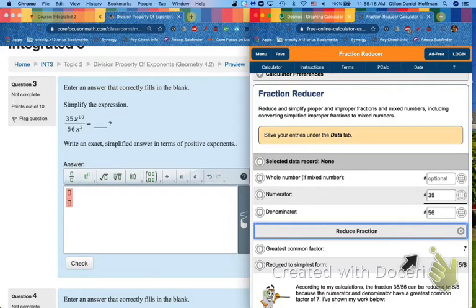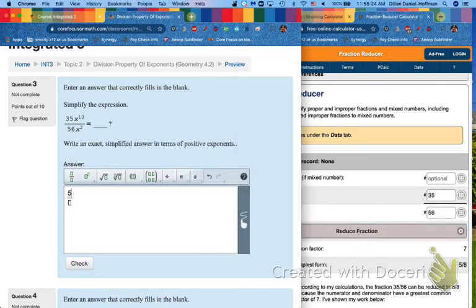It tells me greatest common factor. That's kind of fun. But reduce to simplest form is 5/8. Now maybe you don't need this. Maybe you can do reducing fractions in your head or manually on paper. You could realize that these each share a 7. So 35 divided by 7 is 5. 56 divided by 7 is 8. That's why it tells us the greatest common factor was 7. However you reduce your fraction, just reduce your fraction.